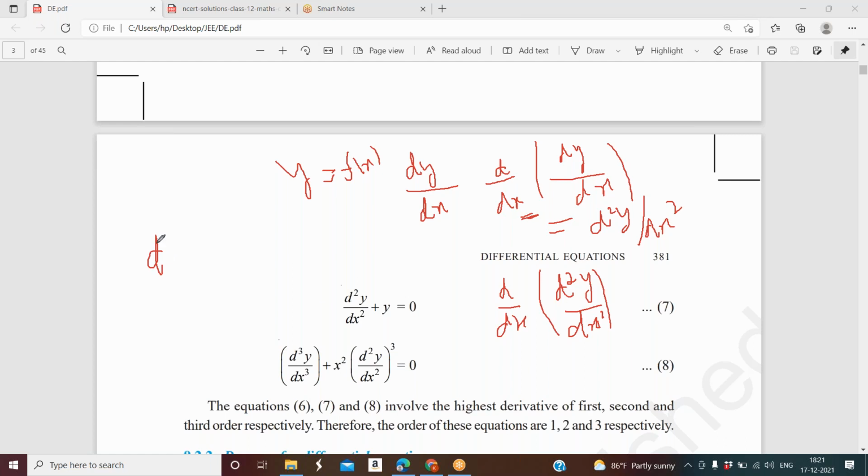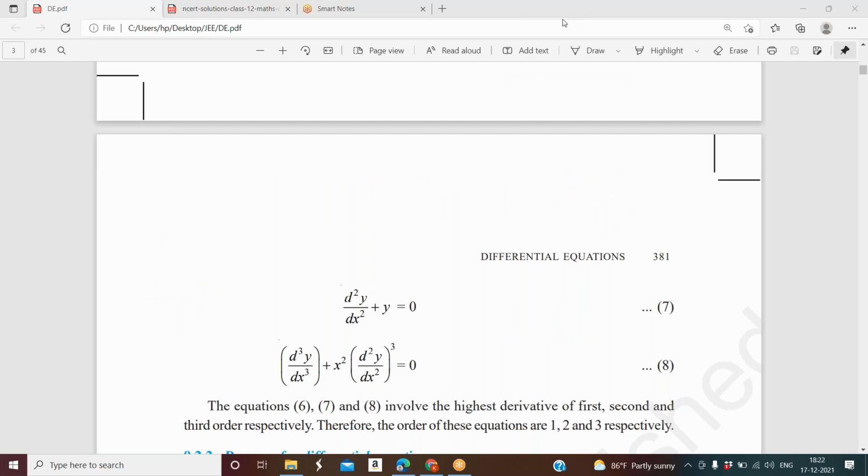d cube y by dx cube, right? So this is the third order derivative of y with respect to x plus x square into d square y by dx square, this is the second order derivative, whole to the power 3 equal to 0. That means d square y by dx square comes 3 times. So these are all the given equations.